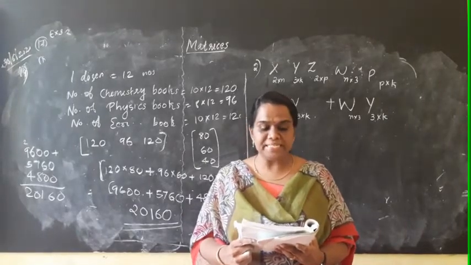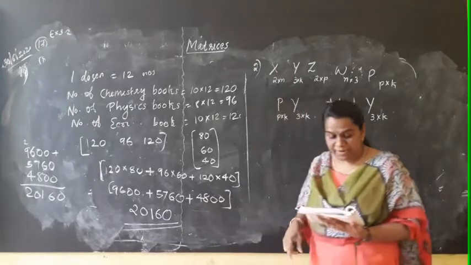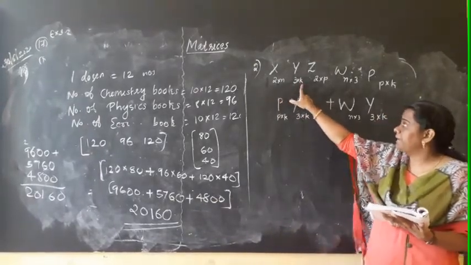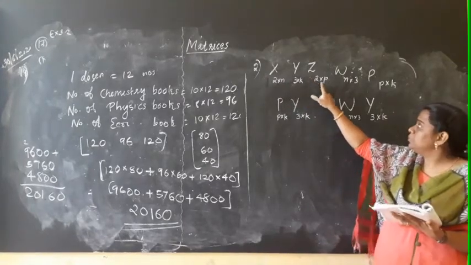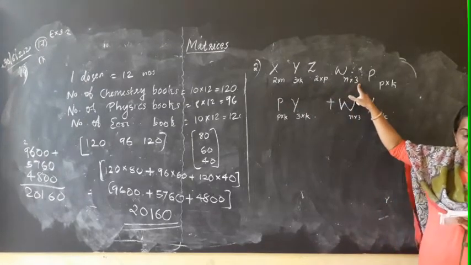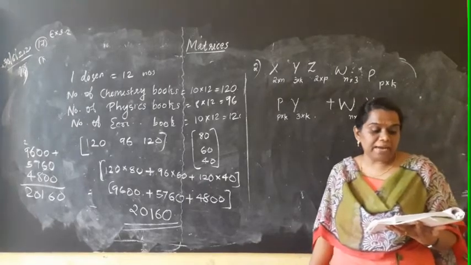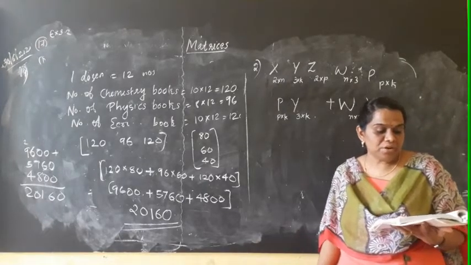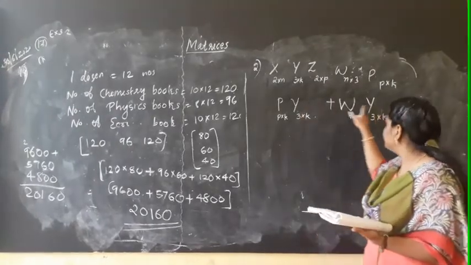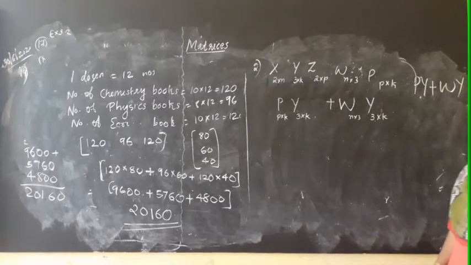Now we can discuss question number 21. Assume X, Y, Z, W and P are matrices. X is of order 2 by n, Y is of order 3 by k, Z is of order 2 by p, W is of order n by 3, and P is of order p by k. Then choose the correct answer: the restriction on n, k and p so that PY plus WY is defined.